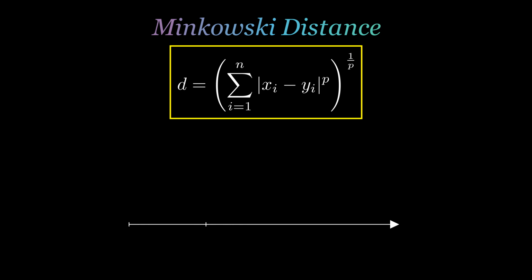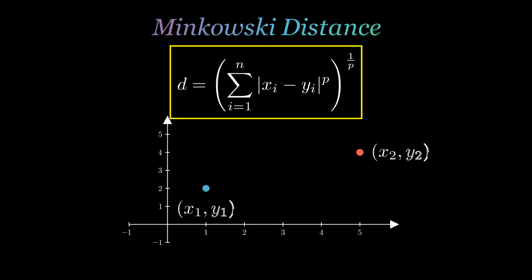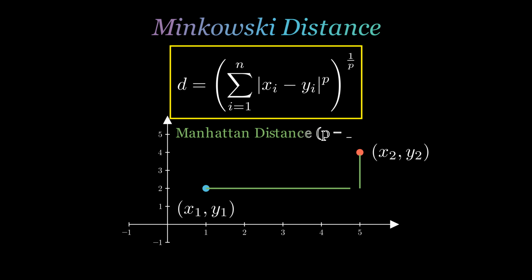Let us visualize how the Minkowski distance varies for different values of p. We will start by plotting 2 points in a 2D space. Here are the 2 points, labeled as x1, y1 and x2, y2. When p equals 1, the Minkowski distance reduces to the Manhattan distance. It measures the total horizontal and vertical path between the points.